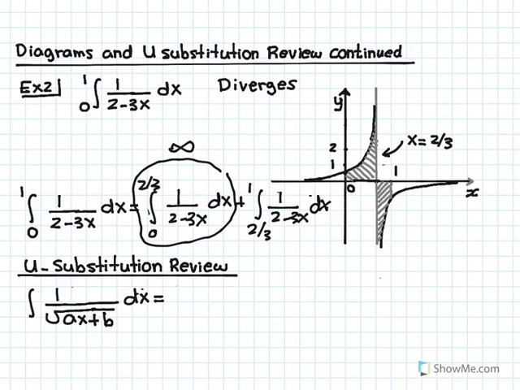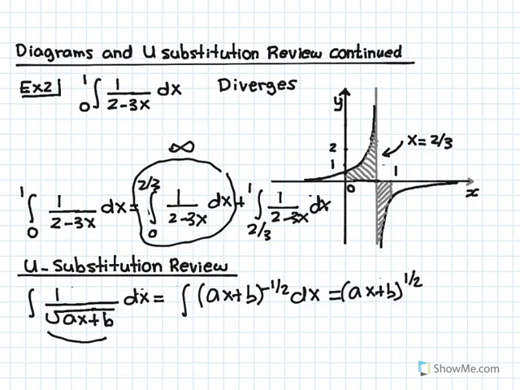Let's do a bit of u substitution review of 1 over root ax plus b. This is the integral of ax plus b to the power of negative 1/2 dx. We reverse the power rule and apply the u substitution as well. We get ax plus b, and we add 1 to the exponent. Negative 1/2 plus 1 is 1/2. Divide by 1/2. But we also divide by a. That's very important. That's because of u substitution.